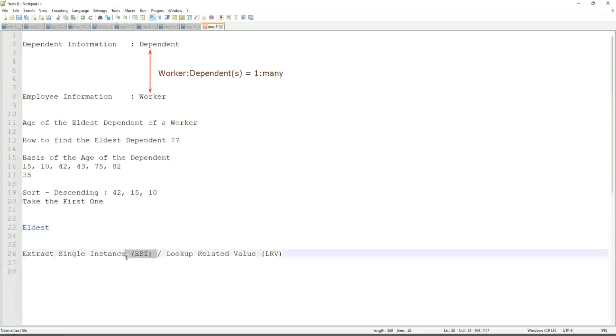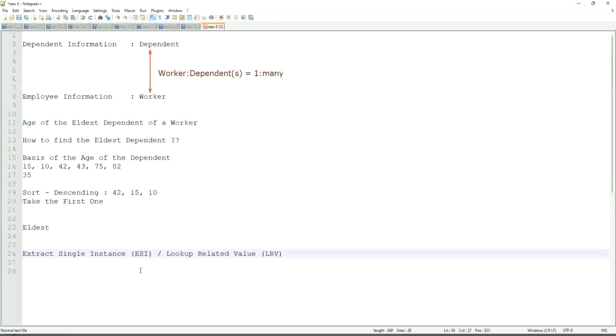We typically do not leave with only ESI. Once we extract the ESI, we use it to get some value. That's the LRV. Like here, we are going to get the age of the eldest dependent. The eldest dependent will be returned by the ESI, and the age of that eldest dependent will be an LRV. This will be a very, very common question.